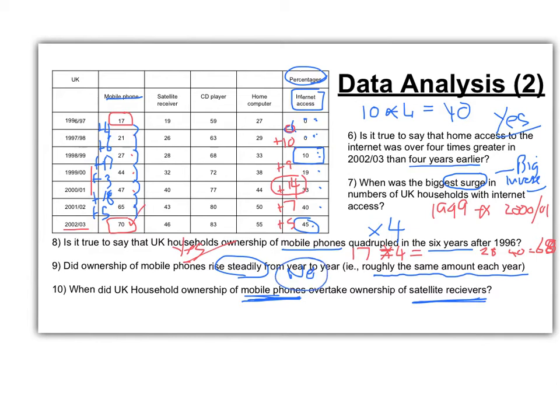So when did UK household ownership of mobile phones overtake satellite receivers? So basically we've got to find when this figure here becomes bigger than this figure here. At the moment satellite's bigger, satellite's bigger, satellite's bigger just. This is when this becomes bigger than the satellite receivers. So the answer is there.